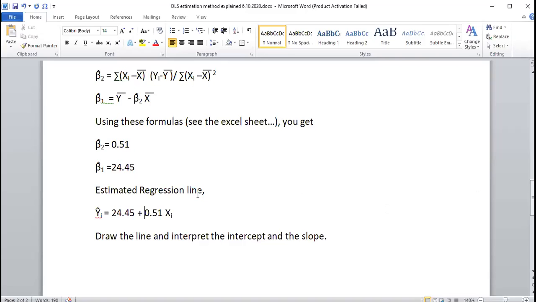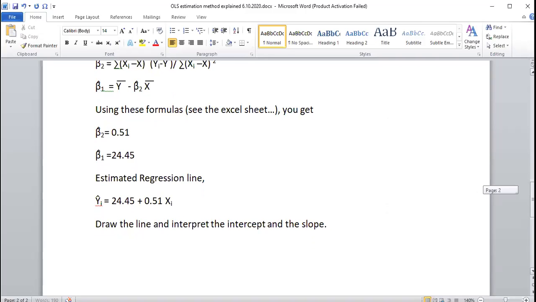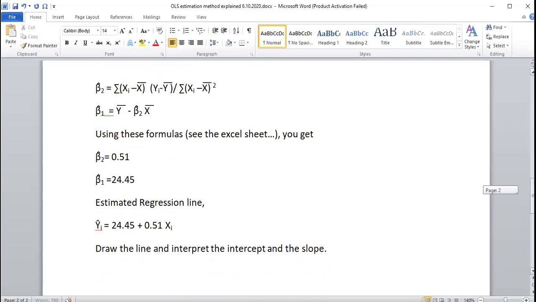So this is what we did. We know how to calculate beta 2 hat, how to calculate beta 1 hat, and so on. And more importantly, how to interpret the intercept of an estimated line, how to interpret the slope of an estimated line. All right. So that is one part.